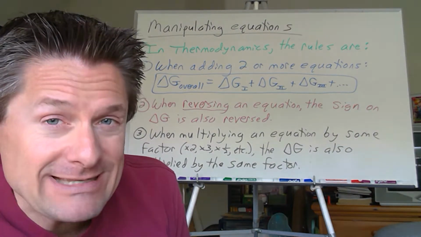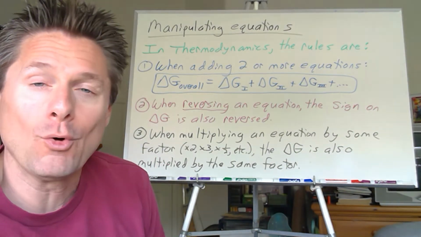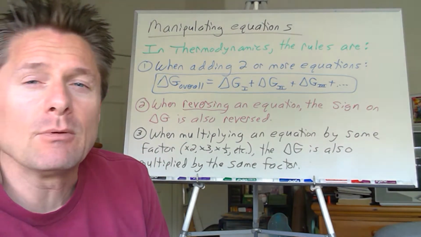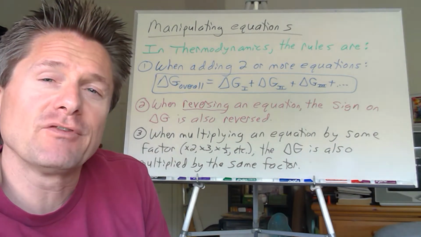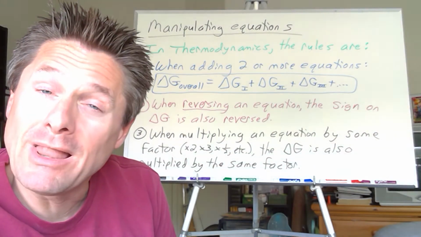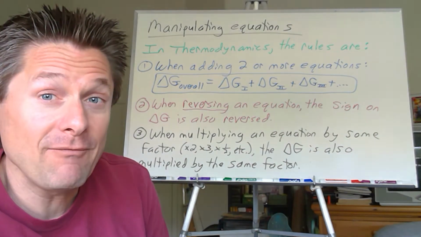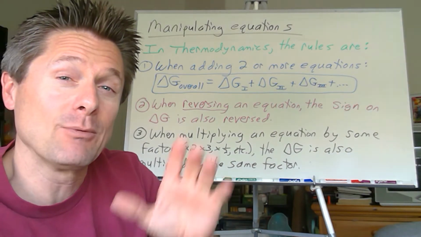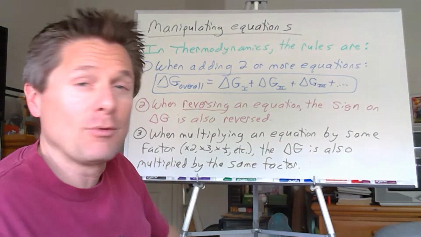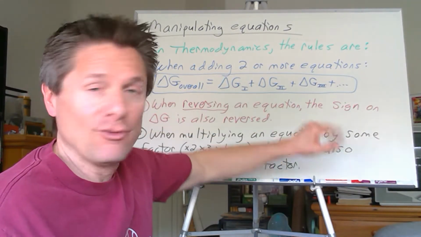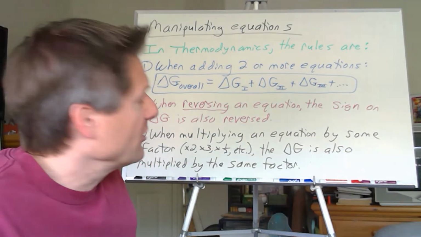That was different in the equilibrium world, right? In equilibrium, when you added a bunch of equations together, you multiplied the equilibrium constants together. Ooh, a little different. Don't get those confused. In equilibrium, you multiply them. In thermodynamics, you add them. This could also be delta H's as well, any state function.